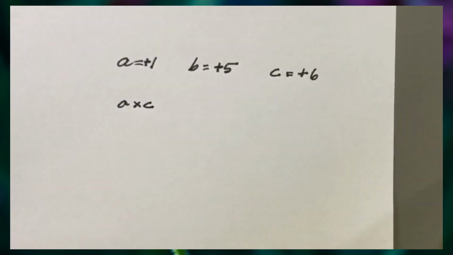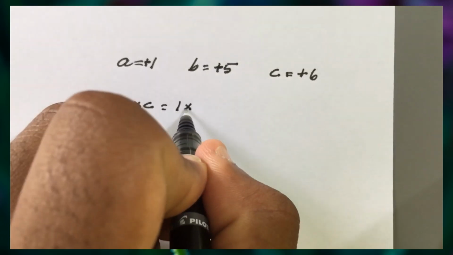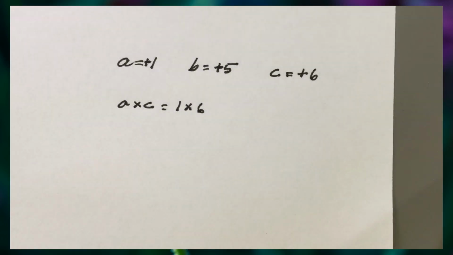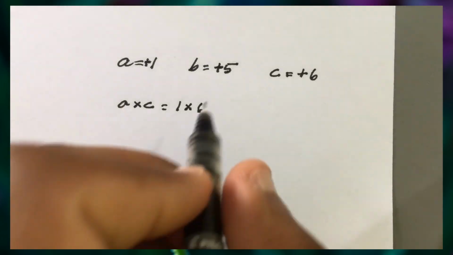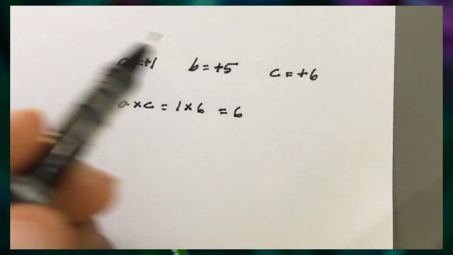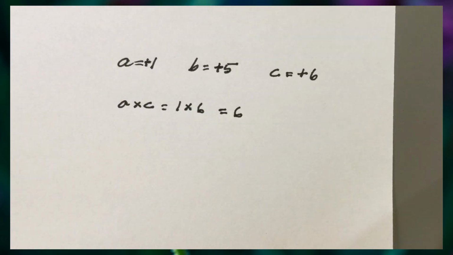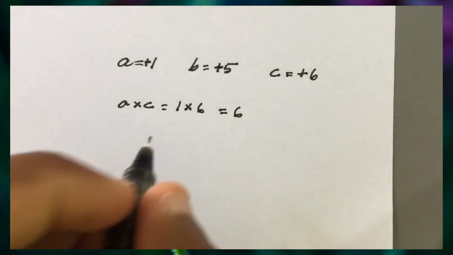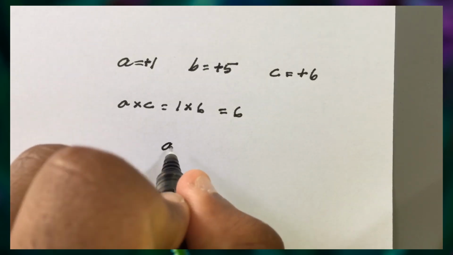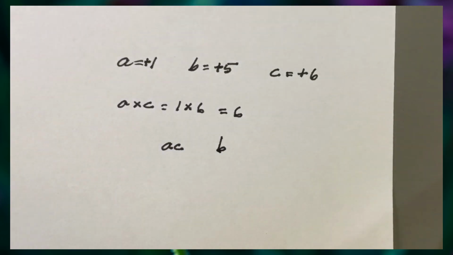The method that we use to find the keys: we say, okay, what is A times C? That will be 1 times 6, which is equal to 6. Good. What is B? We don't know, so B is positive 5. So what we need to do now is to set up a little table. We're going to have AC on one side, and we're comparing that with B.